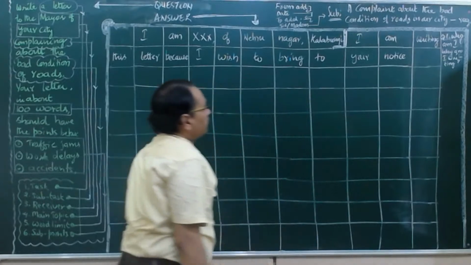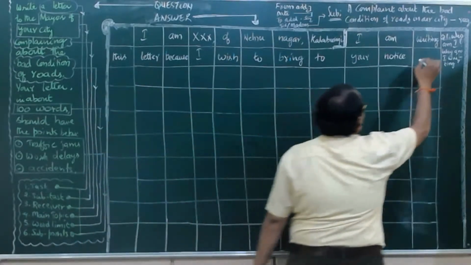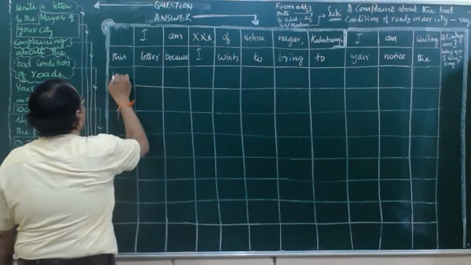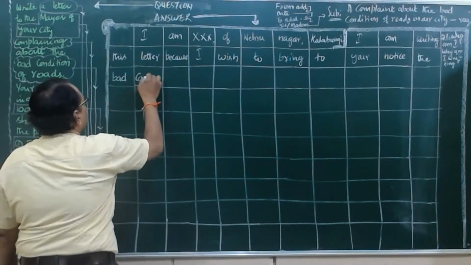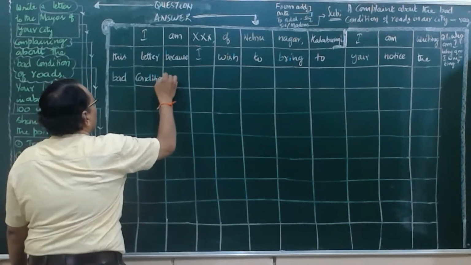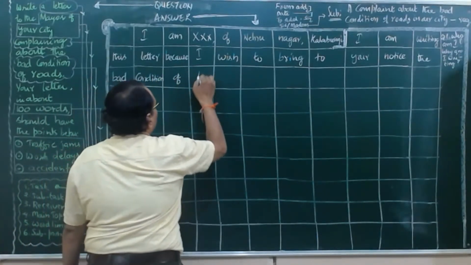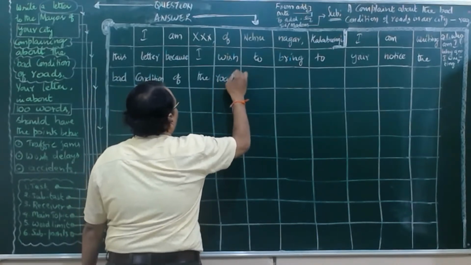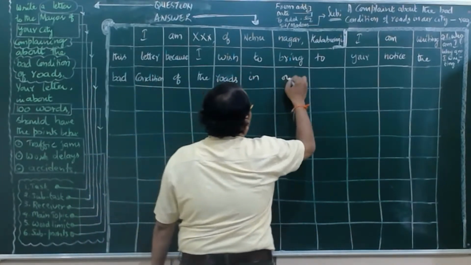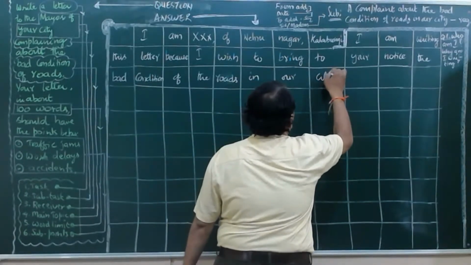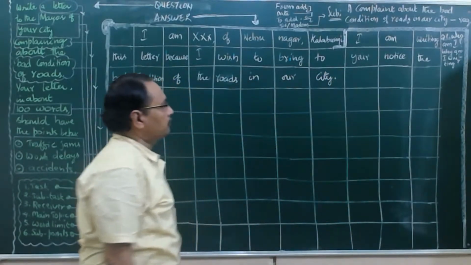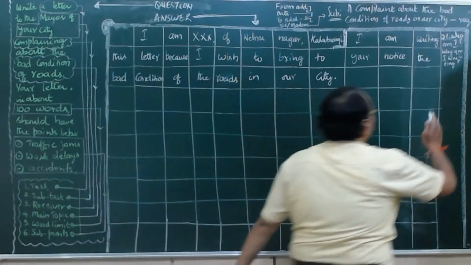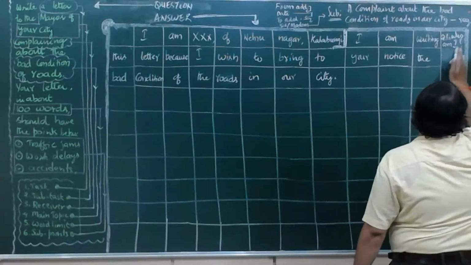I wish to bring to your notice the bad condition of the roads in our city or town. You can write city or town as it is given in the question. So this is the answer to the second question.